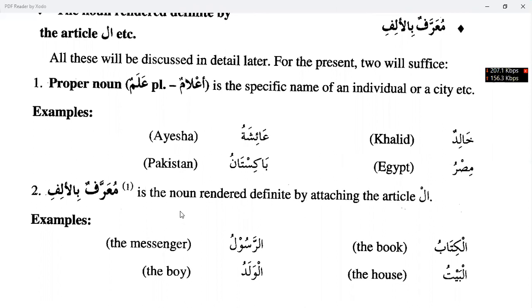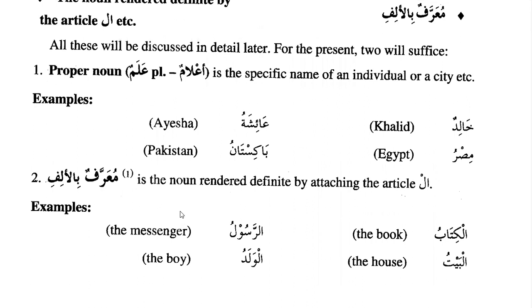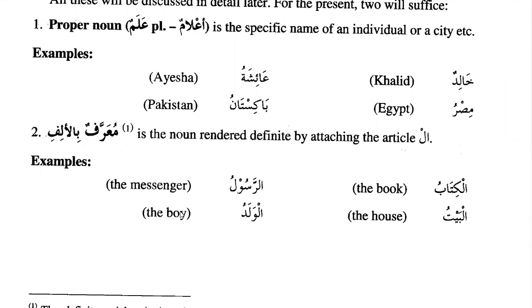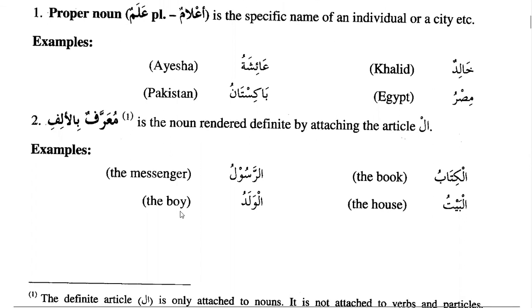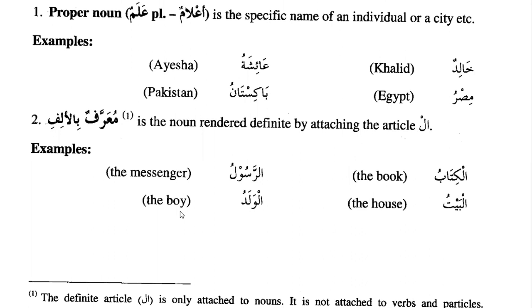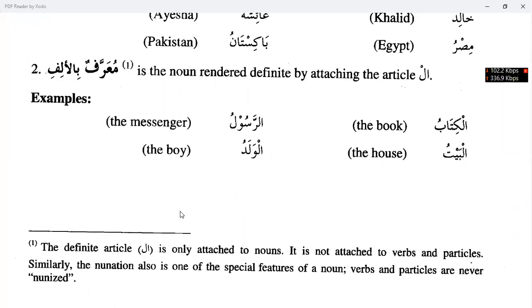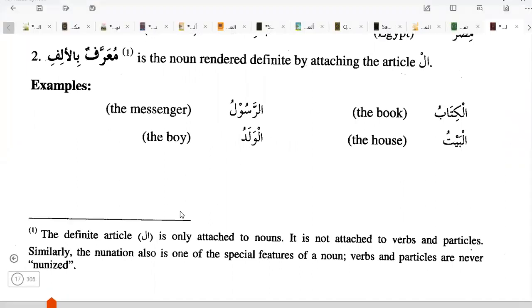So what is ismi alam? Alam is a proper noun, a famous noun. And what is mu'arraf bil alif? The definite noun which has alif lam is called mu'arraf bil alif. Can we use alif lam with the fail? No. Can we use al with the harf? No. Can we use al with the ism? Yes, we can use it with the ism.